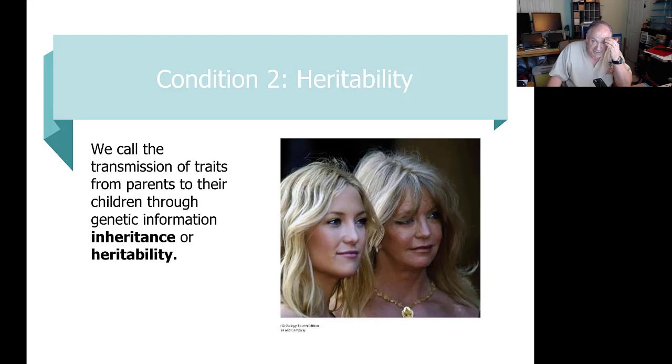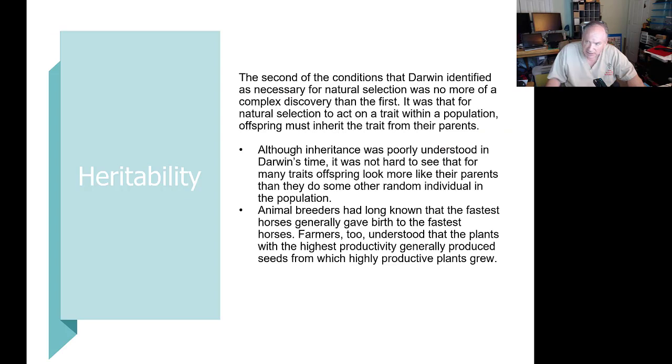The transmission of traits from parents to their children is through genetic information, or inheritance, and it's a blending. We talked about how the haploid cells will exchange variations through linkage and crossovers, and we get the variation. So we see a blending of the parents' effect, and that's why we have some differences there. So the second of the conditions Darwin identified for natural selection to occur is that you have to be able to inherit certain traits from your parents.